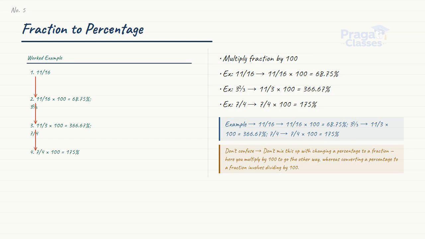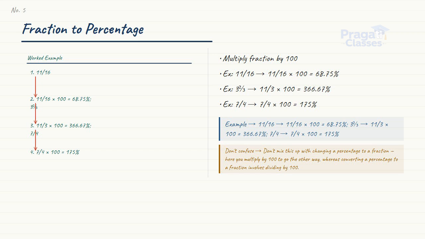11 divided by 16 is 0.6875, times 100 gives us 68.75%. Next, 3 2/3. Change that mixed number to an improper fraction first, that's 11 over 3. Now multiply by 100, 11 over 3 times 100 is 1100 over 3, which is 366.67% when you work it out.